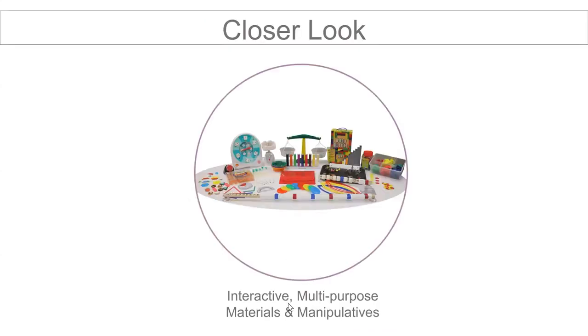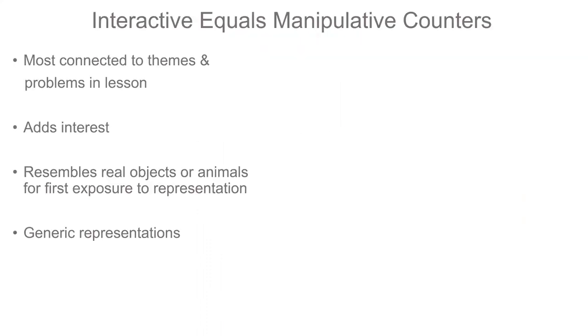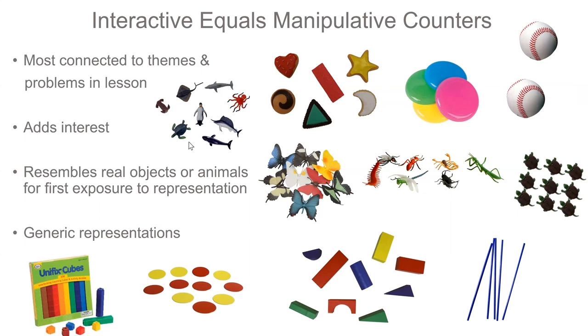So in talking about supportive students, let's just take a closer look at the interactive multi-purpose materials and manipulatives that are in the Equals kit. So first of all, the manipulative counters, you've already seen these. These connect to the themes and problems in the lesson. So you'll see these connecting to pet store with turtles and dog toys such as balls and frisbees. Would be ocean animals to the ocean theme, butterflies to backyard or rainforest, right? All those connections are made.